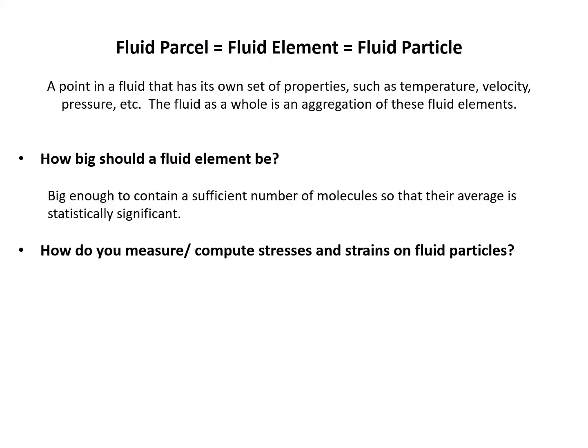So each one of these regions is known as a fluid parcel. It's also called a fluid element or a fluid particle. So it's a region or a point in a fluid that has its own set of properties. It could be temperature, velocity, pressure, or momentum, and the fluid as a whole is then seen as an aggregation of each one of these fluid elements.